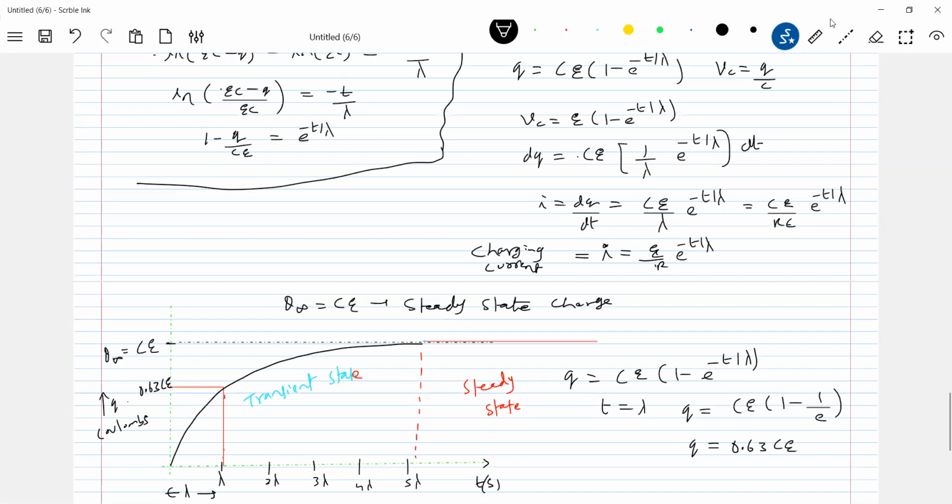Suppose I choose R and C values such that lambda is 1 second. Then what is 5 lambda? 5 seconds. After 5 seconds, almost the charge in the capacitor will be equal to CE, practically. So 5 lambda is what we have made a convention. After 5 lambda, the circuit will attain steady state. Okay, now what is the use of this? You can ask the question: okay, sir, fine, I'll switch on the circuit; this is unwanted, no?